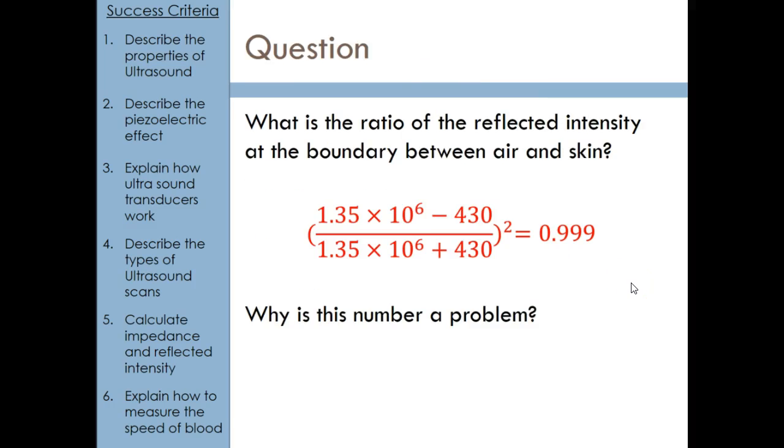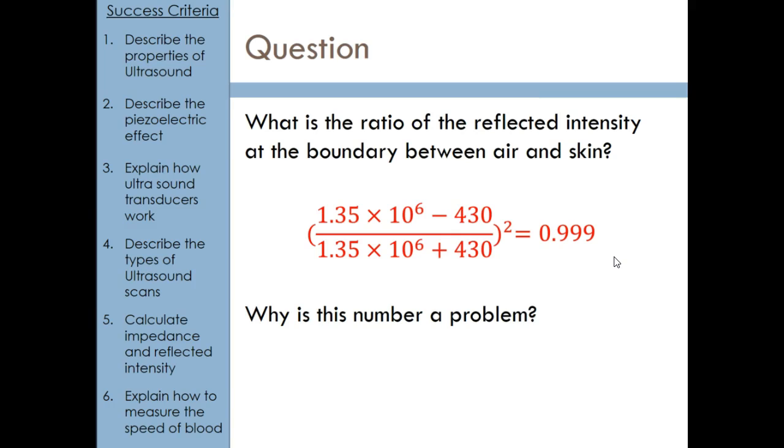So if we just have a little look at the ratio of reflected intensity between air and skin, if I put those numbers in, it was 1.35 times 10 to the 6 minus 430, divided by 1.35 times 10 to the 6 plus 430, squared. That gives me 0.999. That number is a big, big issue. My question is, why?